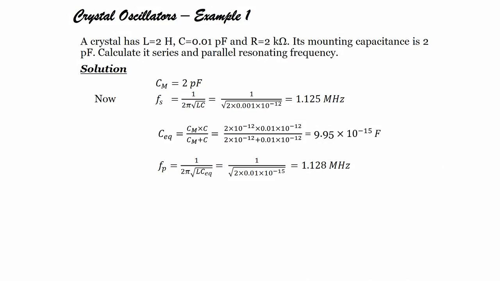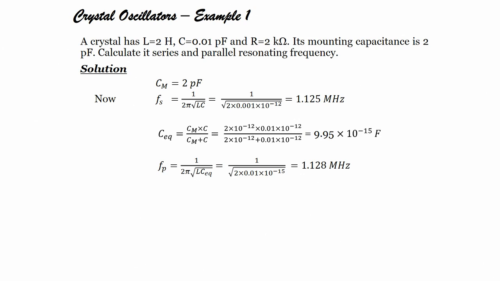Okay. Now, since we understand that, we know the equation for FS, we know the equation for C equivalent, we know the equation for FP. So if we know everything, let us try to solve a problem. The problem is, a crystal has an inductor L equal to 2 Henry, C equal to 0.01 picofarad, R equal to 2 kilo ohm, and its mounting capacitance is 2 picofarad. Calculate the series and parallel resonant frequencies.